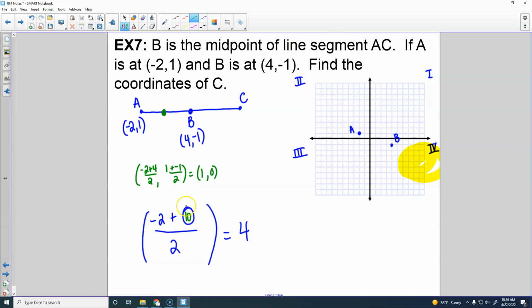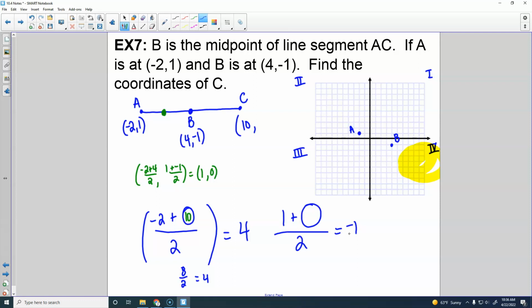10. And then if we do that, we'd get 8 divided by 2, which would give us 4. So that's one way to think about it. We should have 10 as our x coordinate. So then we could do something similar with the y's, right? 1 plus some mystery number divided by 2 needs to give us negative 1. That needs to give us our midpoint right there.